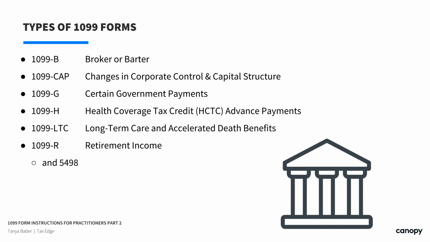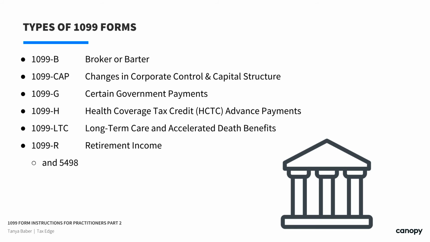The 1099 LTC, so long-term care, LTC, and accelerated death benefits. The 1099R is for retirement income, and then I had underneath, as a side note, the 5498. That is closely related, but it is more information reporting, not on income earned so much, but on values of those investment accounts. So it has a very similar relation. That's why I went ahead and threw it on there. We won't really be doing a whole lot with the non-1099 forms in this course.